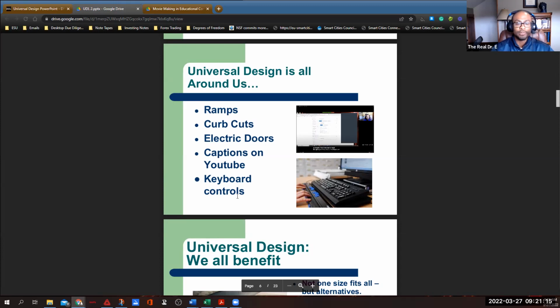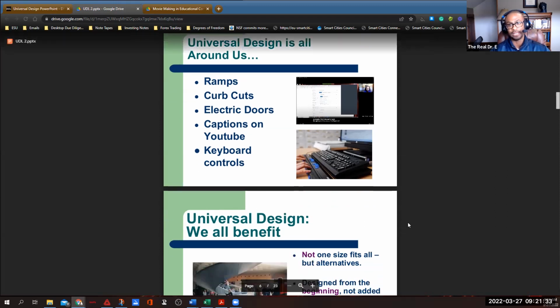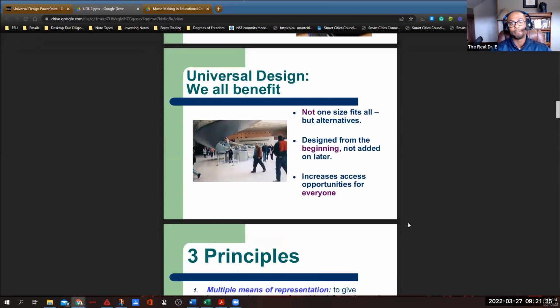And so we had to build ramps and curb cuts and electric doors, right? And you press the accessibility button and it opens up the doors. Put captions on YouTube. Keyboard controls are now changed because we needed to address the needs of individuals and their learning and how they made sense of the world around them.